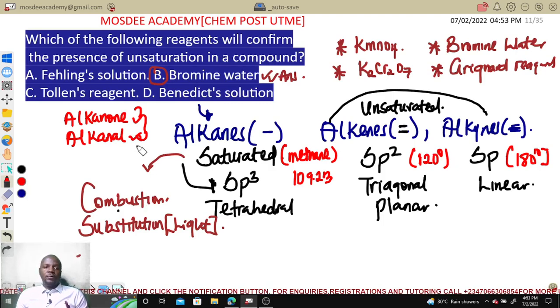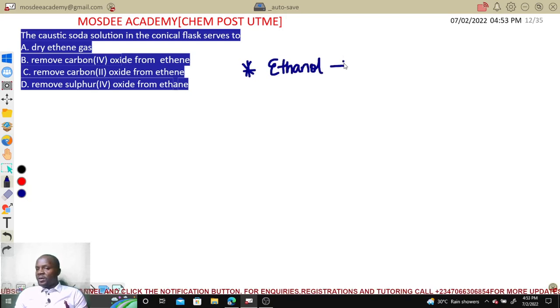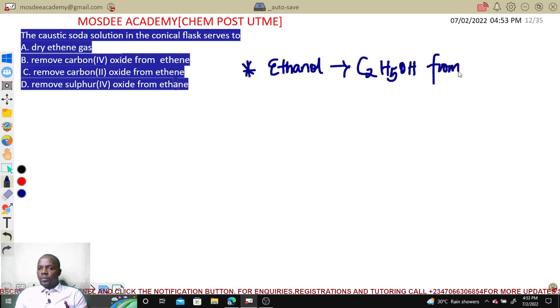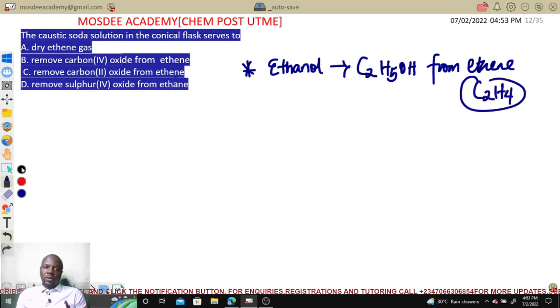The next question is 12. Fine. The 12th question says the caustic soda solution in a conical flask serves to dash. So: to dry ethene gas, or remove carbon dioxide from ethene. Okay, fine. Now, this type of question is actually testing our knowledge of the preparation of ethanol, C2H5OH, from ethene, which is C2H4. So that is what this question is actually trying to test us on.